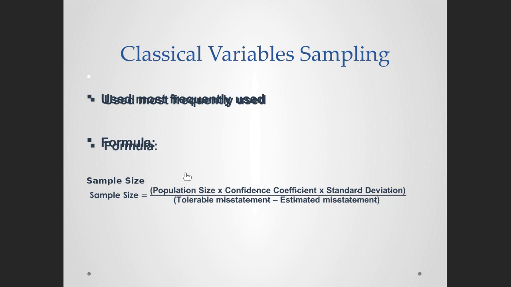In this entire course, there are only a few formulas, less than 10, and you need to understand them and remember them. We're going to go through them one by one. This is just an example and an introduction; it will come back to you again. You can understand what population size is. The confidence coefficient and standard deviation we are going to address in a future class. Tolerable misstatement and estimated misstatement, you already know what those are. We discussed them earlier in this class, and in more detail in the previous class.